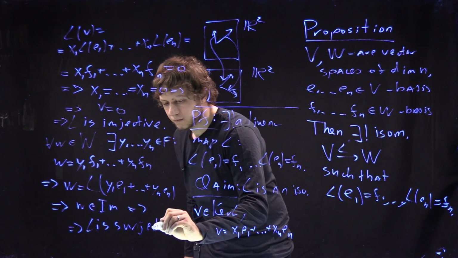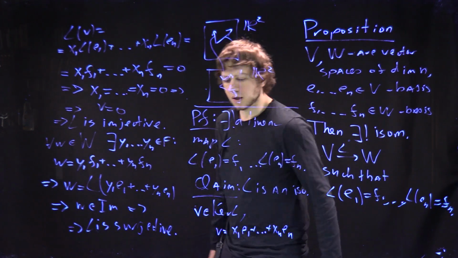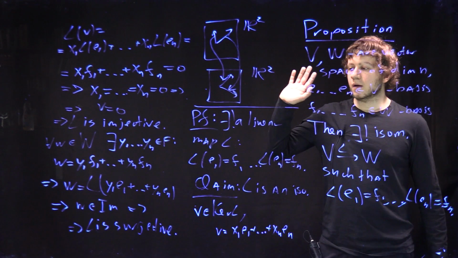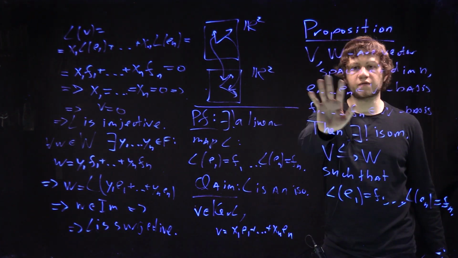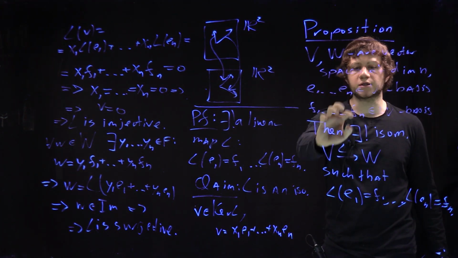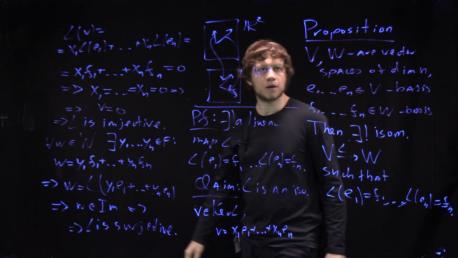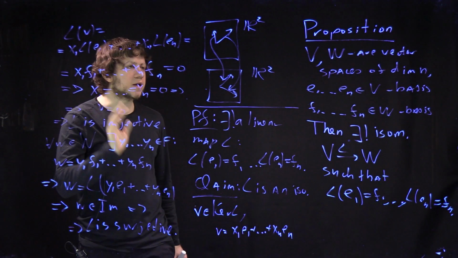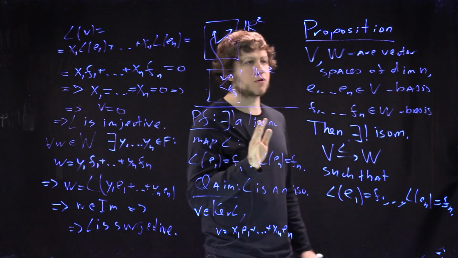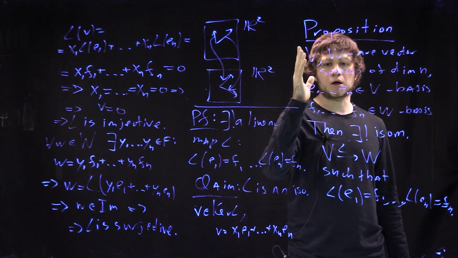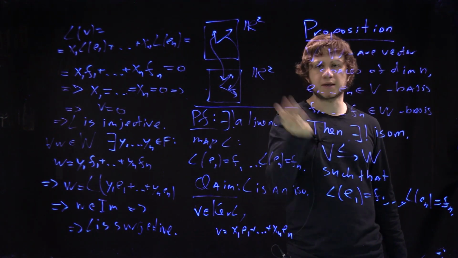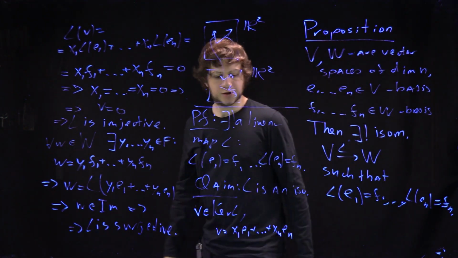So you see, basically, to give an isomorphism is the same thing as to give a pair of bases and just say this basis goes to this basis. That's it. And of course, it immediately implies the theorem for finite dimensional vector spaces, because you just choose a basis and then such a map exists. So let me say that.